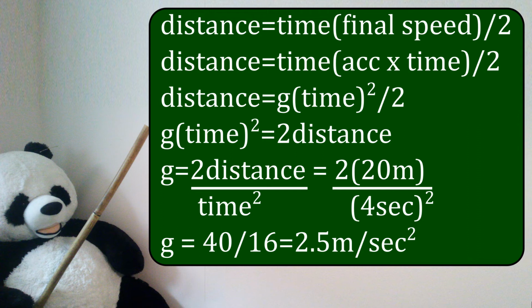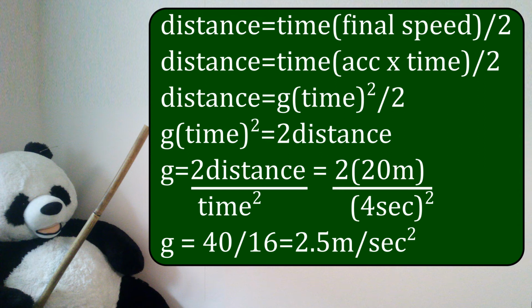And the final speed is your acceleration times time, which is where we get your distance is equal to the acceleration, or in this case g, since we're dealing with gravity, multiplied by time squared divided by 2. And now we just multiply both sides by 2 to get g times time squared equals 2 times the distance, and then we divide by time squared, and we wind up with g equals 2 times distance divided by time squared, which in our case is 2 times 20 meters divided by 4 seconds squared, and we get g equals 40 divided by 16, which equals 2.5 meters per second squared.